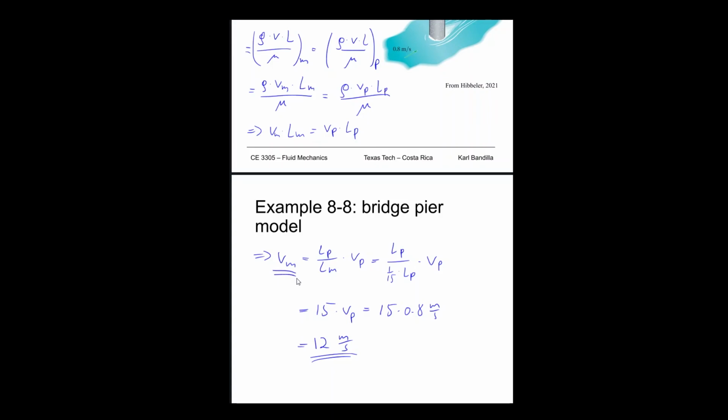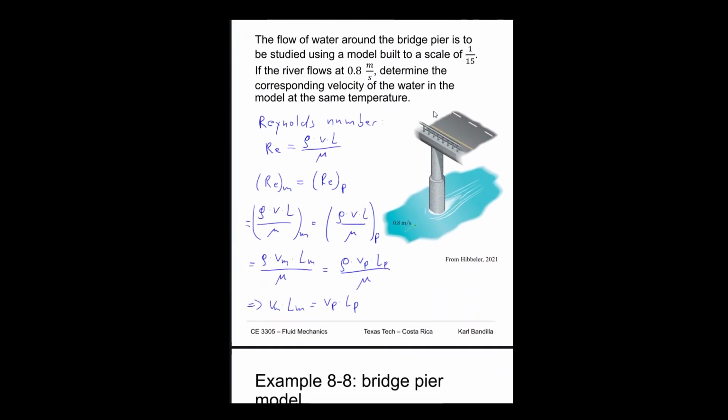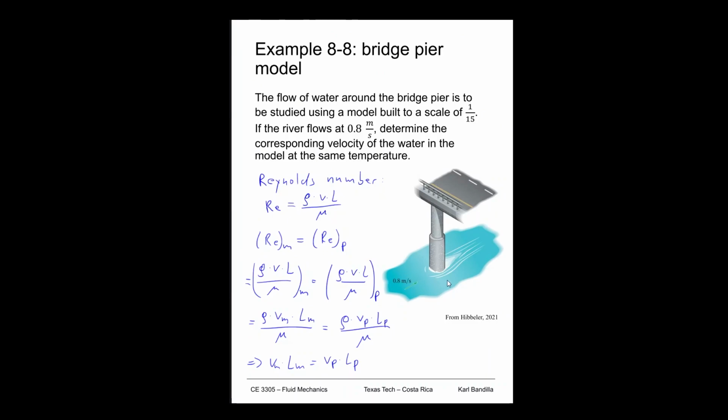Right, so if I wanted to study how the flow is occurring around this bridge pier with a model that's 1/15th the size of the overall model, then my velocity would have to be 12 meters per second.